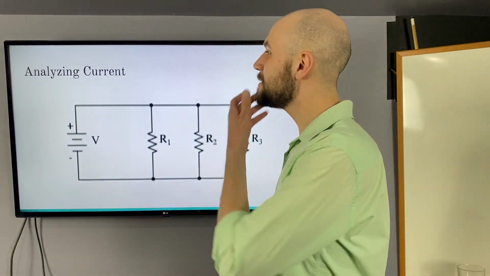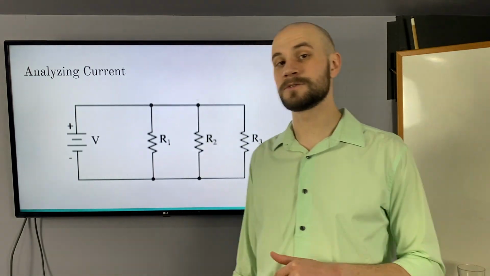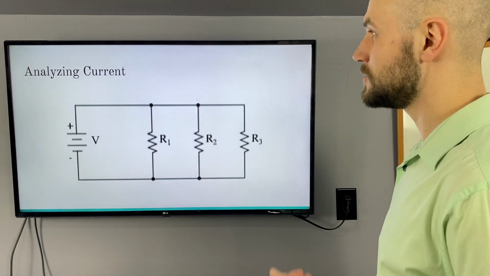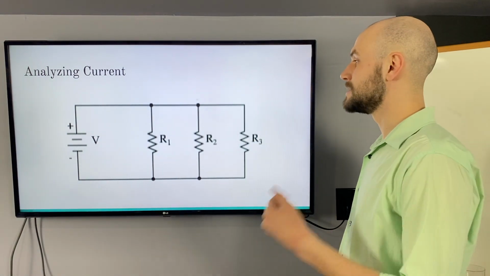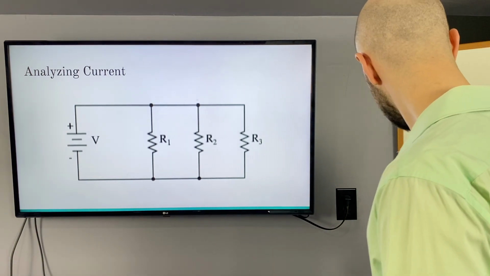Okay. So we're going to follow the same three steps that we did when we were analyzing series circuits. First, we're going to look at the current through a parallel circuit, and then we'll look at the voltage across each component in a parallel circuit, and then we'll look at the equivalent resistance and put it all together for all three parallel circuit rules.